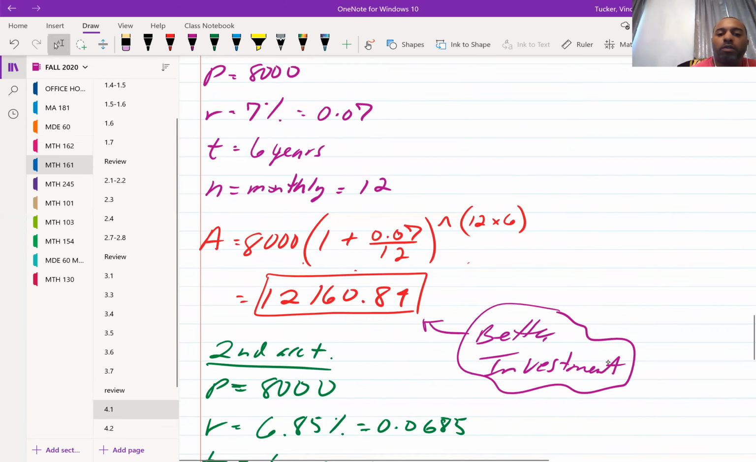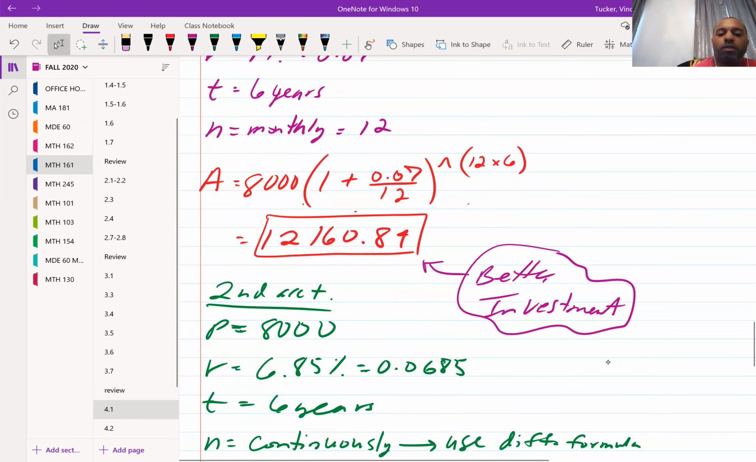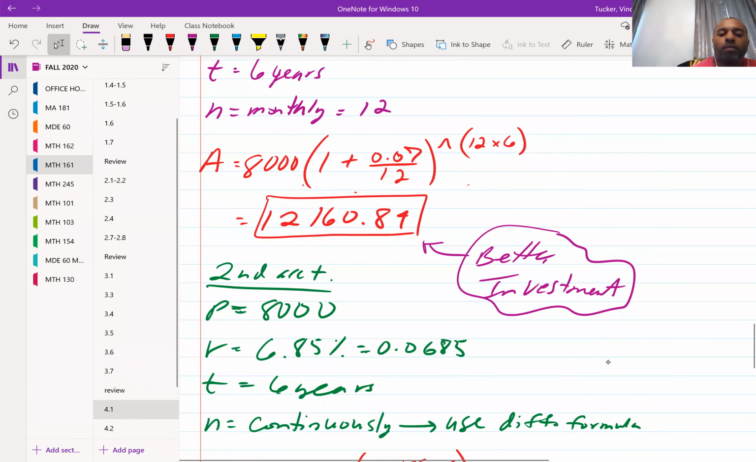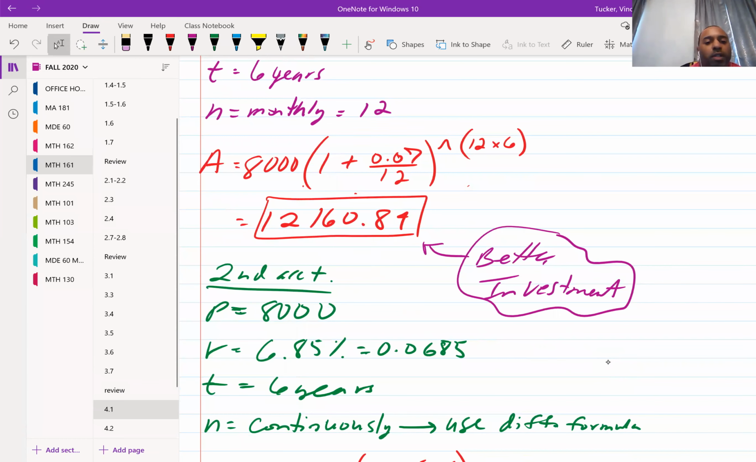All right, so looking at our second account, once again we have $8,000, that same $8,000 that we deposited into the first account. We're just trying to see which account is going to be the better investment. I already have a hint right here which one will work out best for us, but that's all good. So our rate is 6.85%, which would be 0.0685, times 6 years still. This time we're compounding continuously.